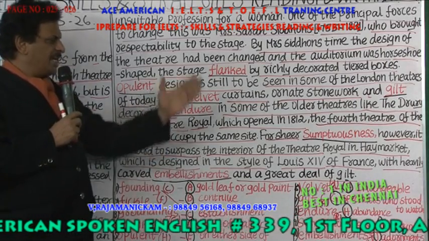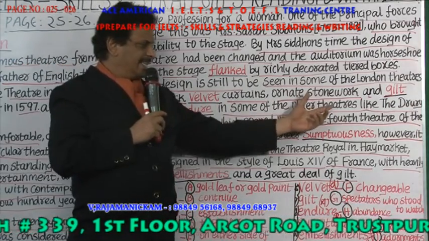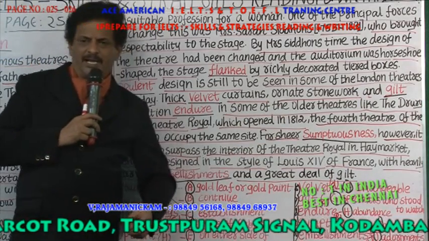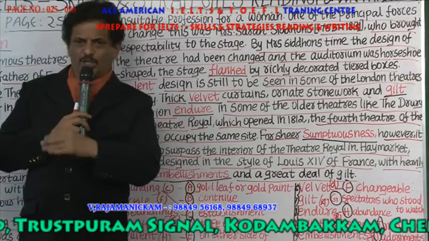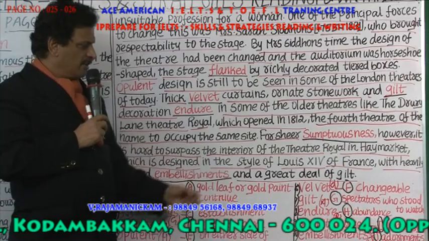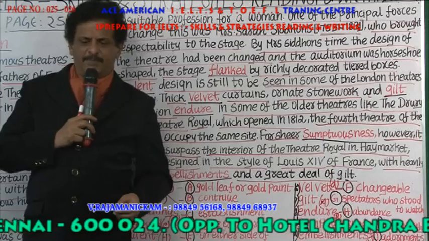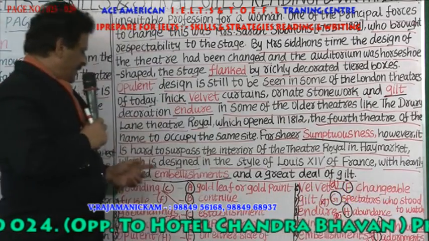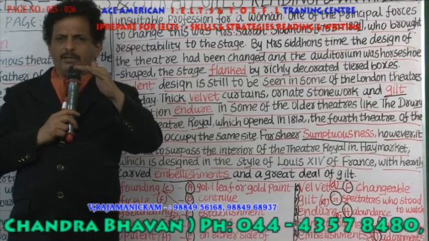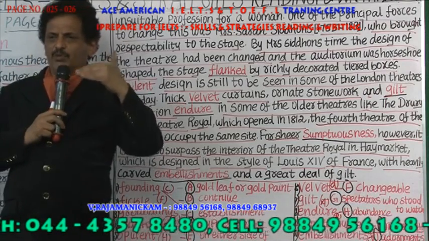Endure என்றால் என்ன? தொடர்ச்சியாக இதை போன்று இந்த மேடை அலங்காரங்கள் நடந்து கொண்டிருக்கின்றது. Some of the older theatres like the Drury Lane Theatre Royal which opened in 1812, 1812 ஆண்டு வரைக்கும் இதே தொடர்ச்சியாக இருந்தது. The fourth theatre of the name to occupy the same site, for sheer sumptuousness. Sumptuousness என்றால் என்ன? அதிக பொருட்செலவிலே செலவு செய்யப்படுகிற. However it is hard to surpass. Surpass என்றால் என்ன? ஒரு சாதனையை முறியடிப்பது.